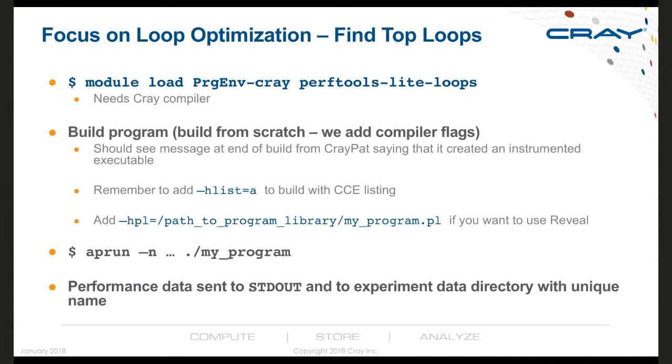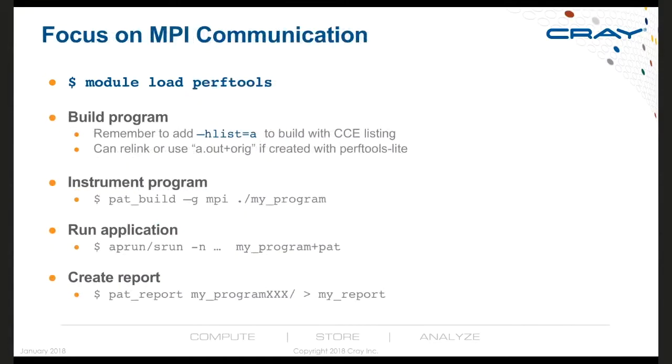So if you want to view your loops through Reveal or your compiler listing through Reveal, you need to have this program library. And this is something that you would have to change in your makefile in order to produce. Because we don't pollute the namespace, the user needs to provide that directory name. And then the compiler will create it and put a bunch of information in there about the program that the performance tools can then use. And then you run your program, just like you did with the light mode. And now instead of getting a profile by functions, you're going to get loop information. Same style, sent to standard out just like before.